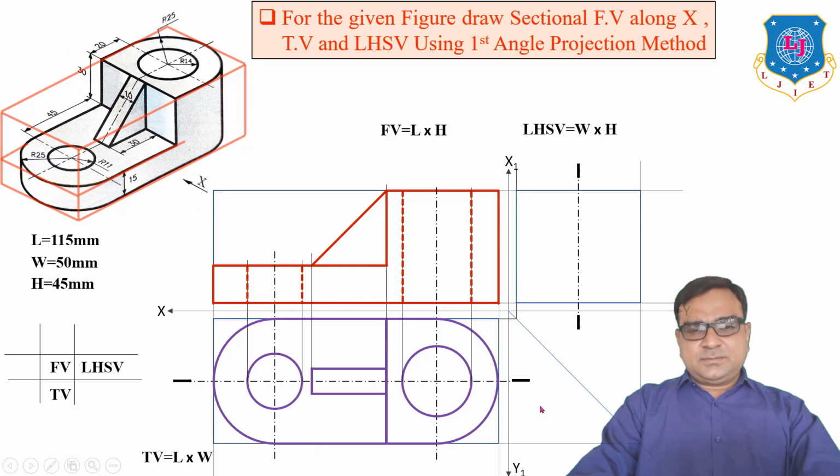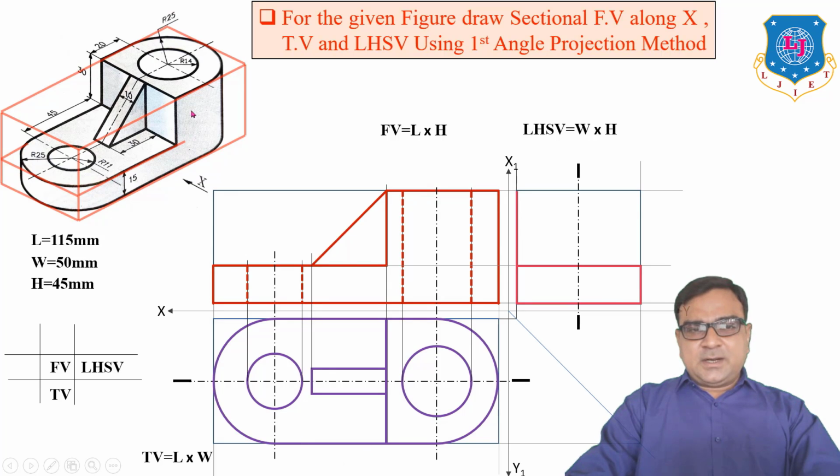Now for the side view, you have to extend this line up to 45 degrees, and draw a vertical line and horizontal line from the front view. This is the position for the left hand side view. First of all, you have to draw this bottom base, which is 15 mm height. So the length of the side view is 50 mm and the height 15 mm.